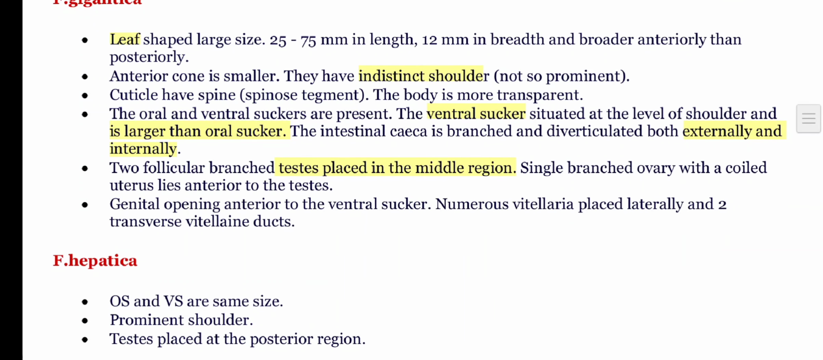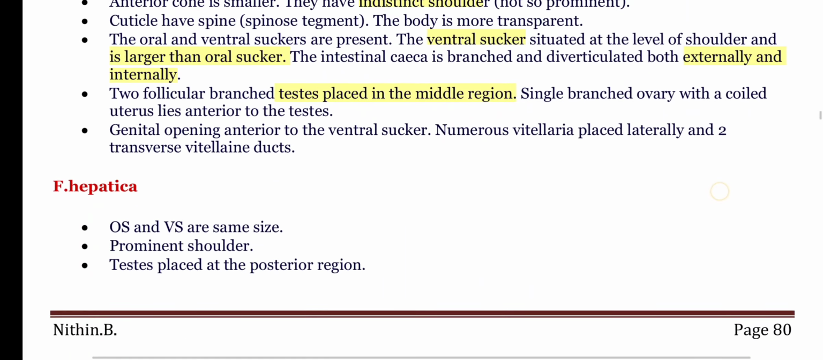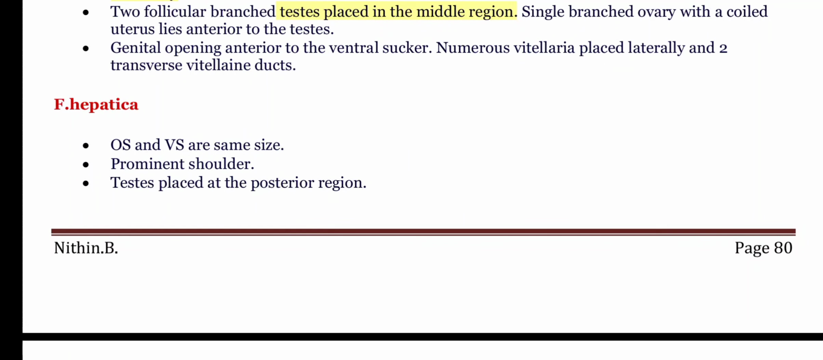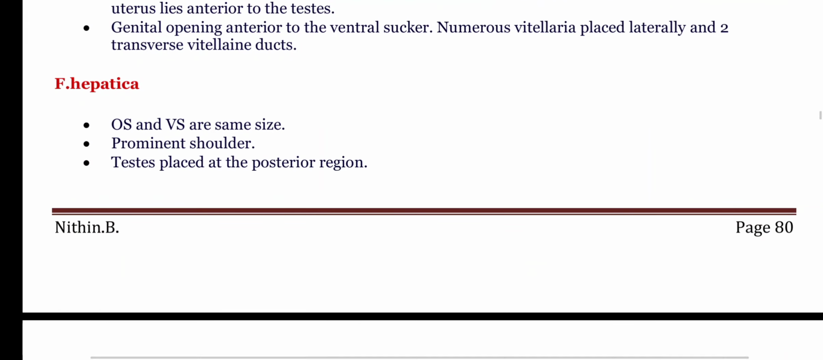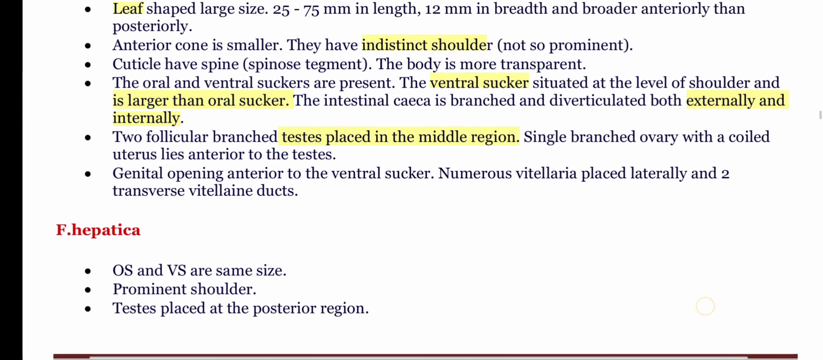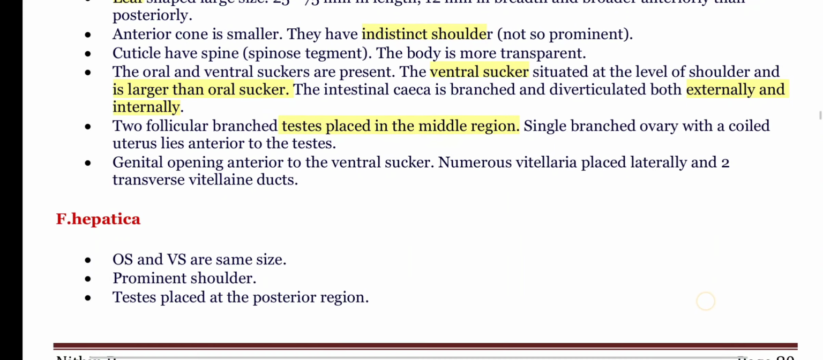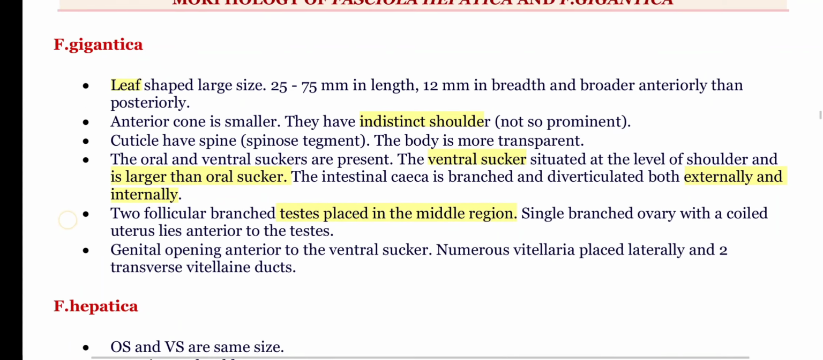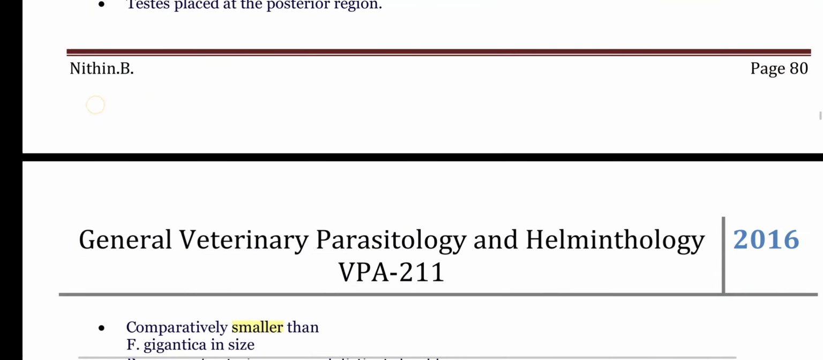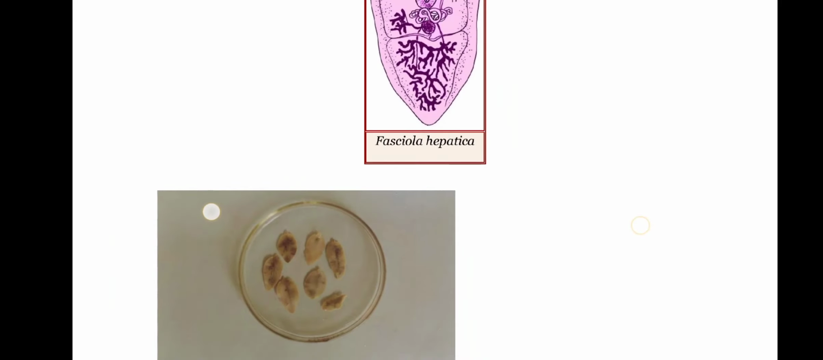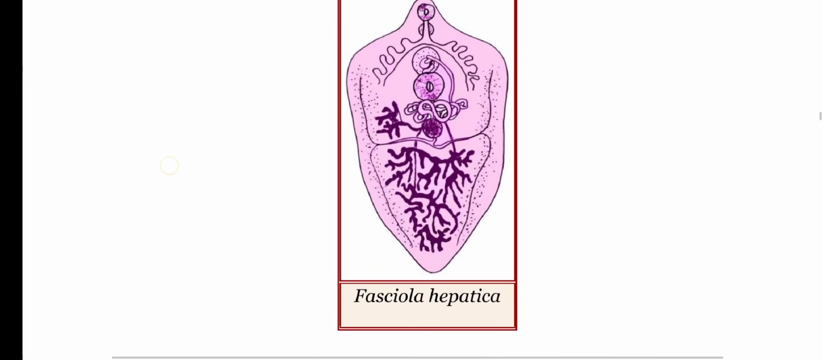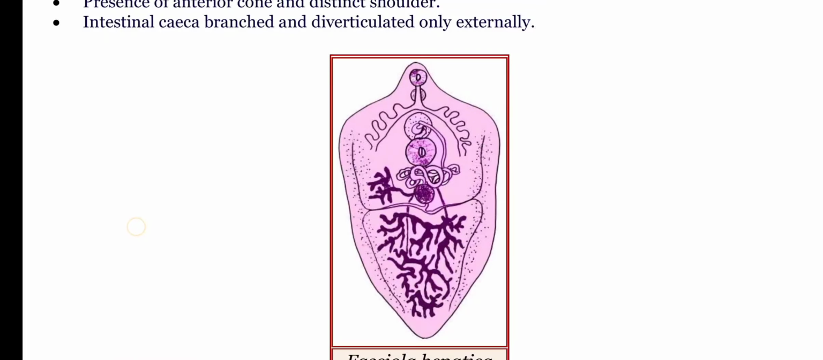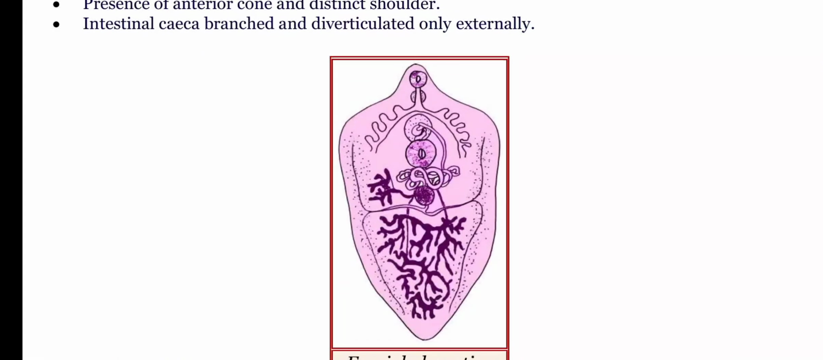And the testes are placed in the middle region in Fasciola gigantica, whereas in Fasciola hepatica, the testes are placed at the posterior region. And in case of Fasciola hepatica, the oral sucker and ventral sucker are of the same size, but in Fasciola gigantica, the ventral sucker is a bit larger than the oral sucker. And Fasciola hepatica has a prominent shoulder, but gigantica has an indistinct shoulder. This is the Fasciola hepatica, which is characterized by leaf shape having distinct shoulders, and the intestinal ceca branched and diverticulated only externally.